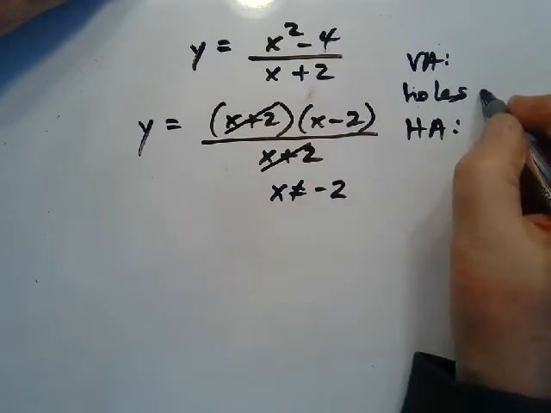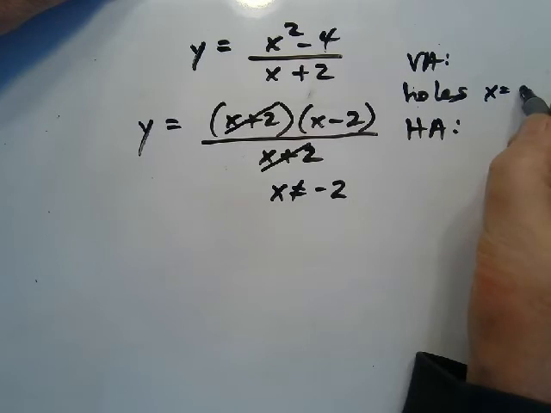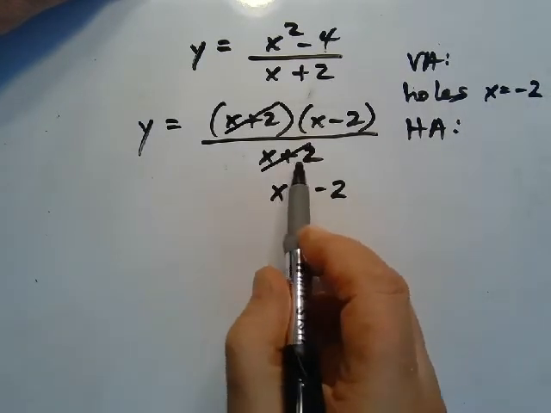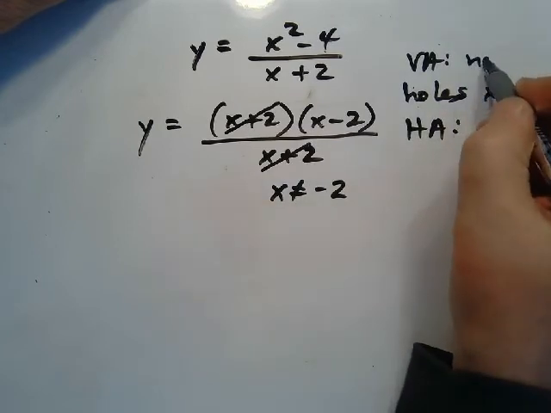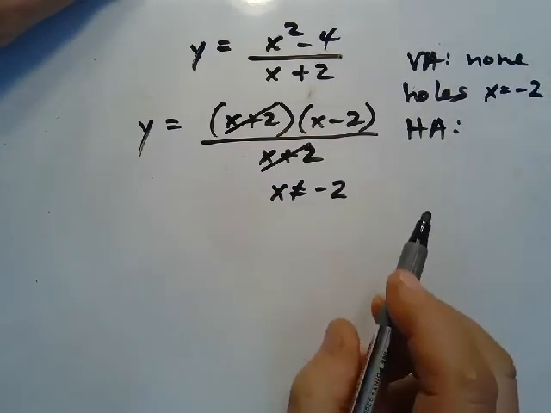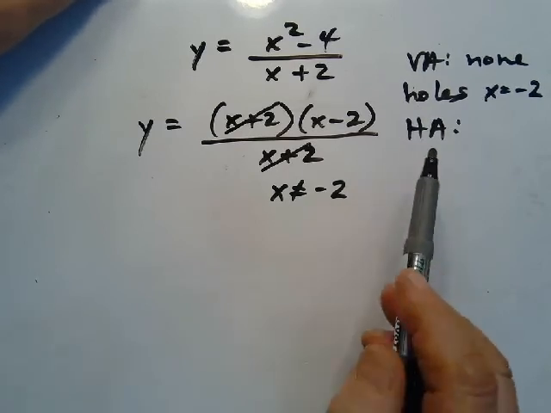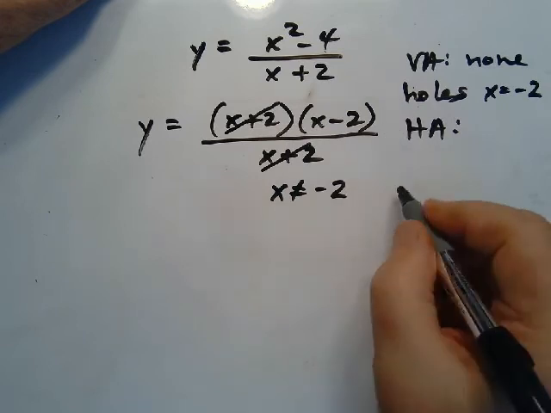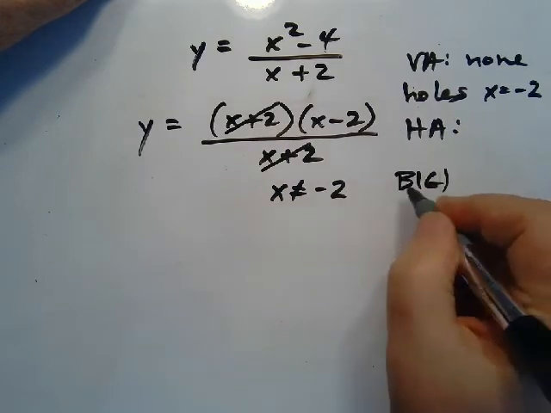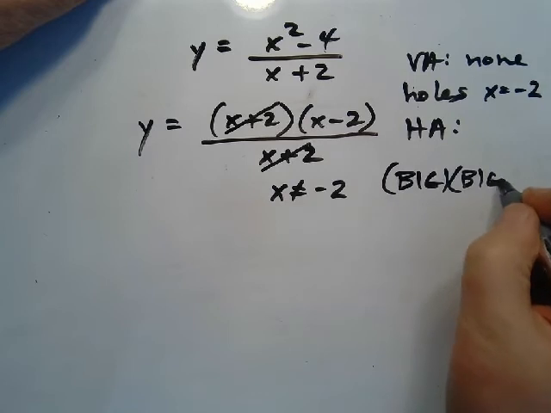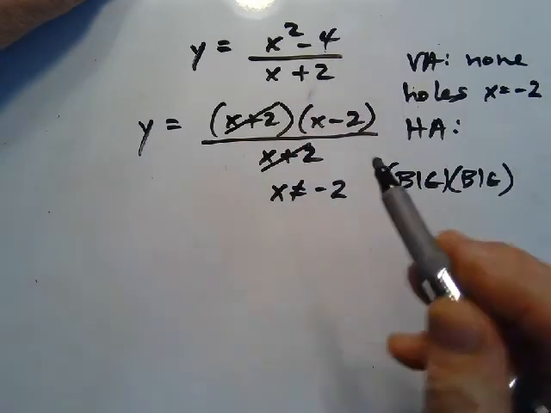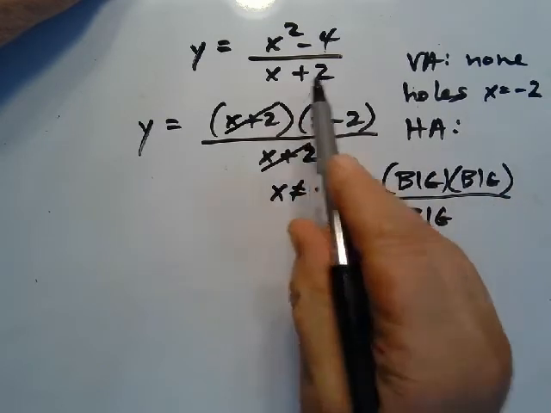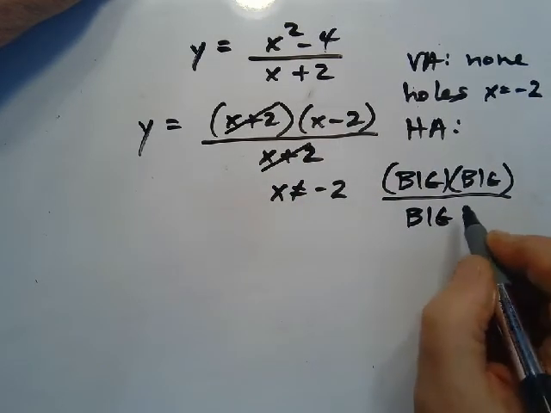So there is a hole at x equals negative 2. There's a hole there, okay? And there will be no vertical asymptotes. There's nothing left down here, so there's none here. Horizontal asymptotes, let's see, what happens as x gets really big? Well, as x gets huge, on the top, you've got big squared, big times big, okay? Minus 4 means nothing. And on the bottom, you get big plus 2. Well, the 2 doesn't mean anything.